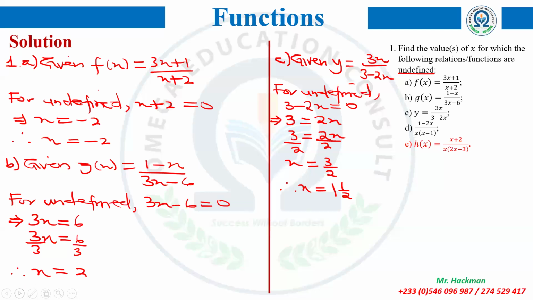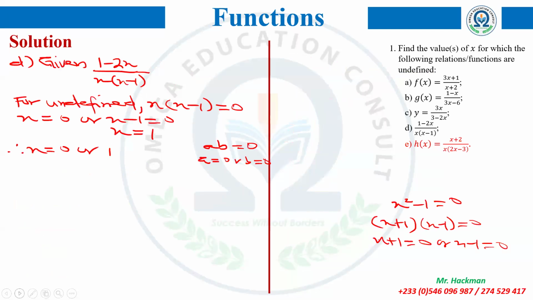With this one, because we ended up getting a linear equation, that's why we had only one value. But if you have a quadratic equation, you are likely to get 2 values, or 1 value. So a maximum of 2 values. Take note of that.